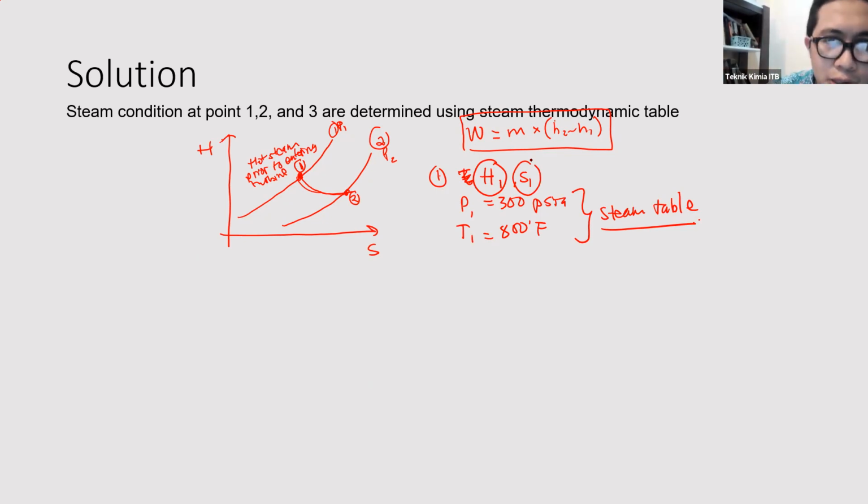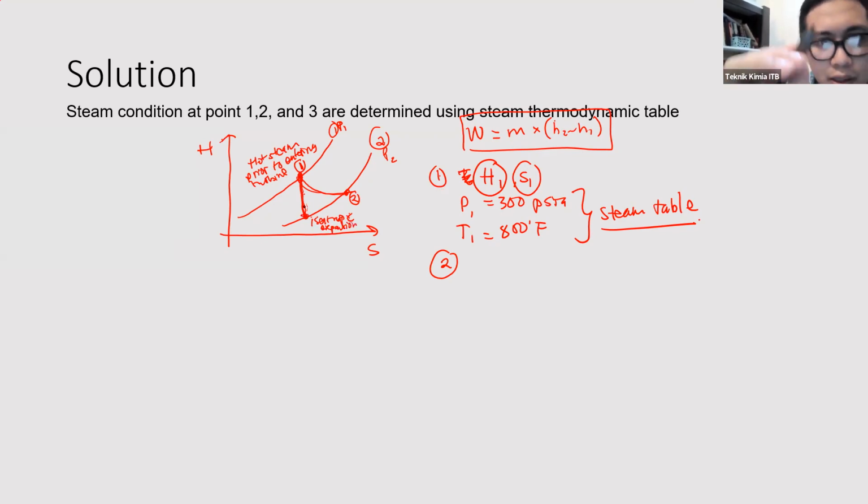Once you get this one, you need to calculate the second one: the enthalpy and also the entropy at condition number 2. But there is another way to calculate it, because this is an irreversible expansion. So we can find another way to calculate H2. We can add another point, where the process is an isentropic expansion.